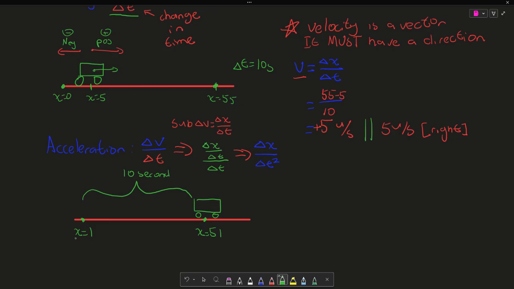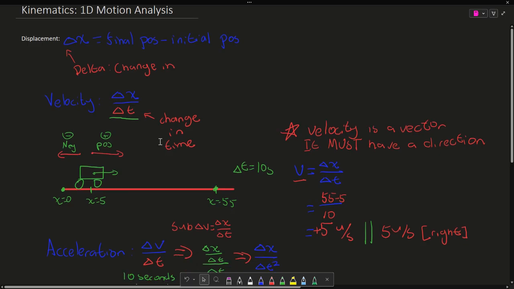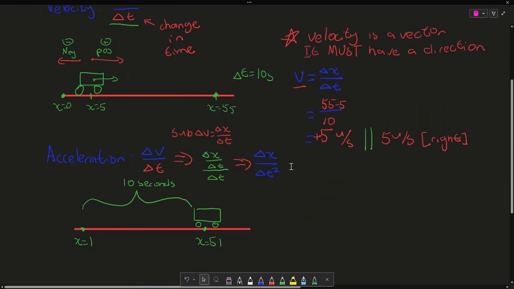So it started at rest at x equals 1, and it took 10 seconds to get to x equals 51. And you're asked to find the average acceleration of the car. Well, you see the original formula. Acceleration is change in velocity over change in time. And although we could calculate for velocity using our formula above, delta x over delta t, it would be easier to just use the formula we derived here, which is change in distance over change in time squared.